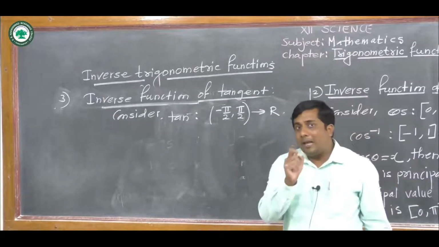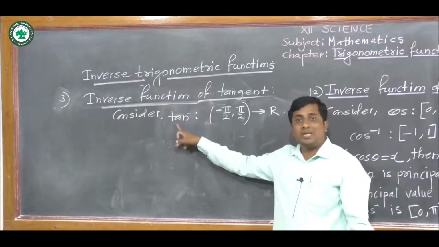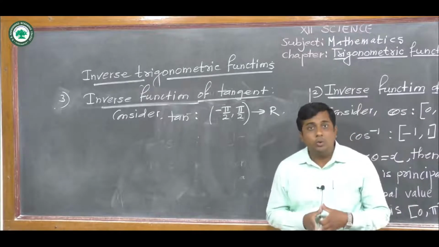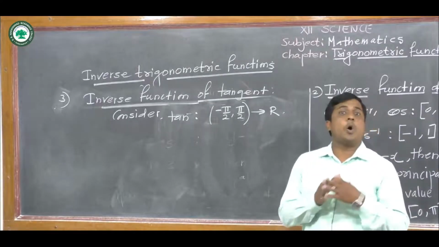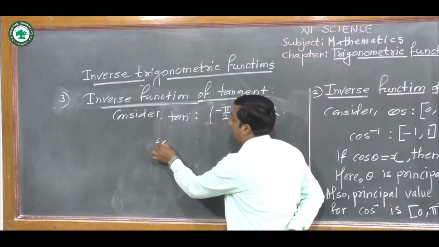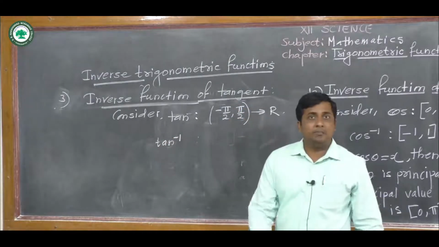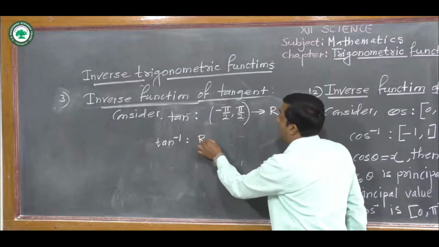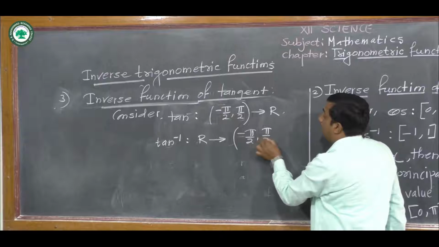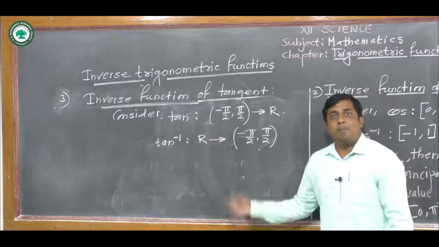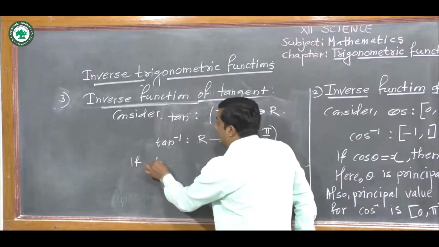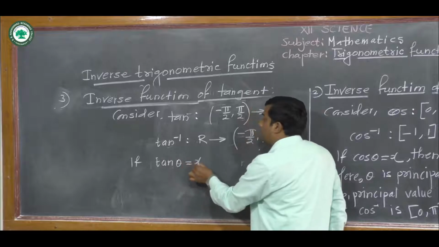By considering the domain and range of the trigonometric function tan, we say it is one-one and onto. If it is one-one and onto, the inverse of the trigonometric function tan exists, and this inverse function is denoted by tan inverse, which is a function from R to the open interval minus pi by 2 to pi by 2. Now we consider tan theta is equal to x.